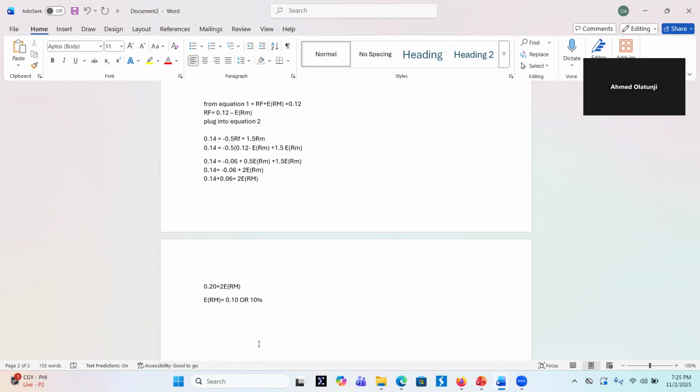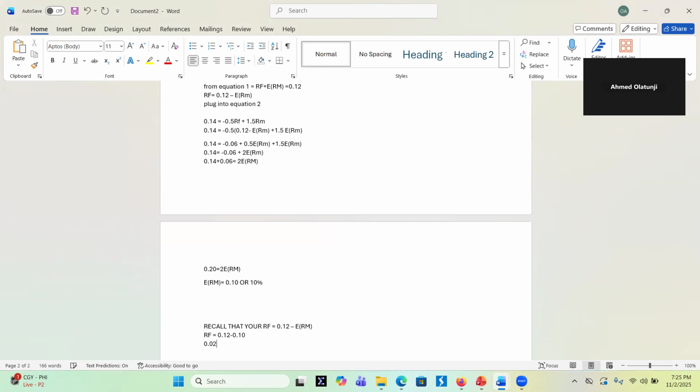So we still need to solve for RF. Recall that your RF is equal to 0.12 minus ERM. And of course, we have what ERM is. So your RF now will be equal to 0.12 minus 0.10. It will now be equal to 0.02 or 2%. So that is the answer to this question.